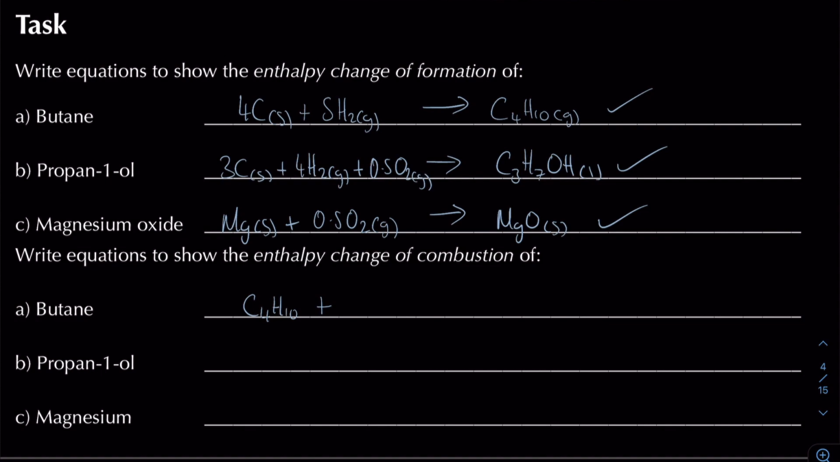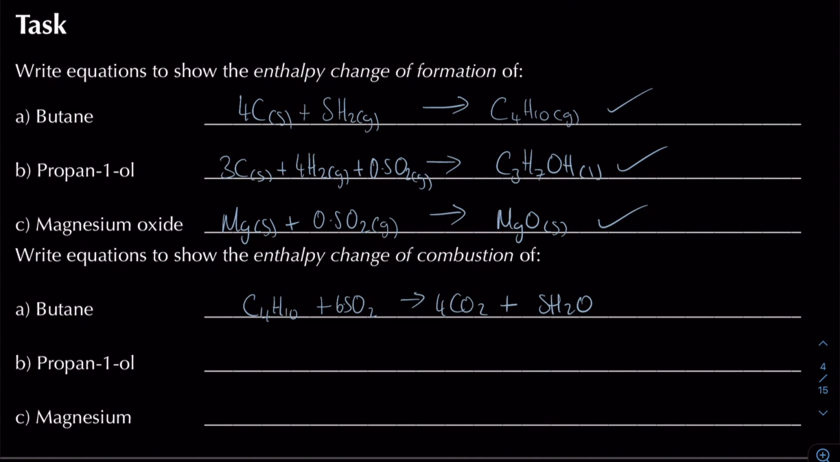I'm going to react that with oxygen, and what I'm going to end up forming is carbon dioxide. I'm going to form 4 lots of carbon dioxide, and then 5 lots of water as well. If I look at my balancing of the oxygen atoms, I'm going to have 5 added to 8, that's going to be 13. 13 divided by 2 gives me 6.5 lots of oxygen molecules to make up for 13 atoms.